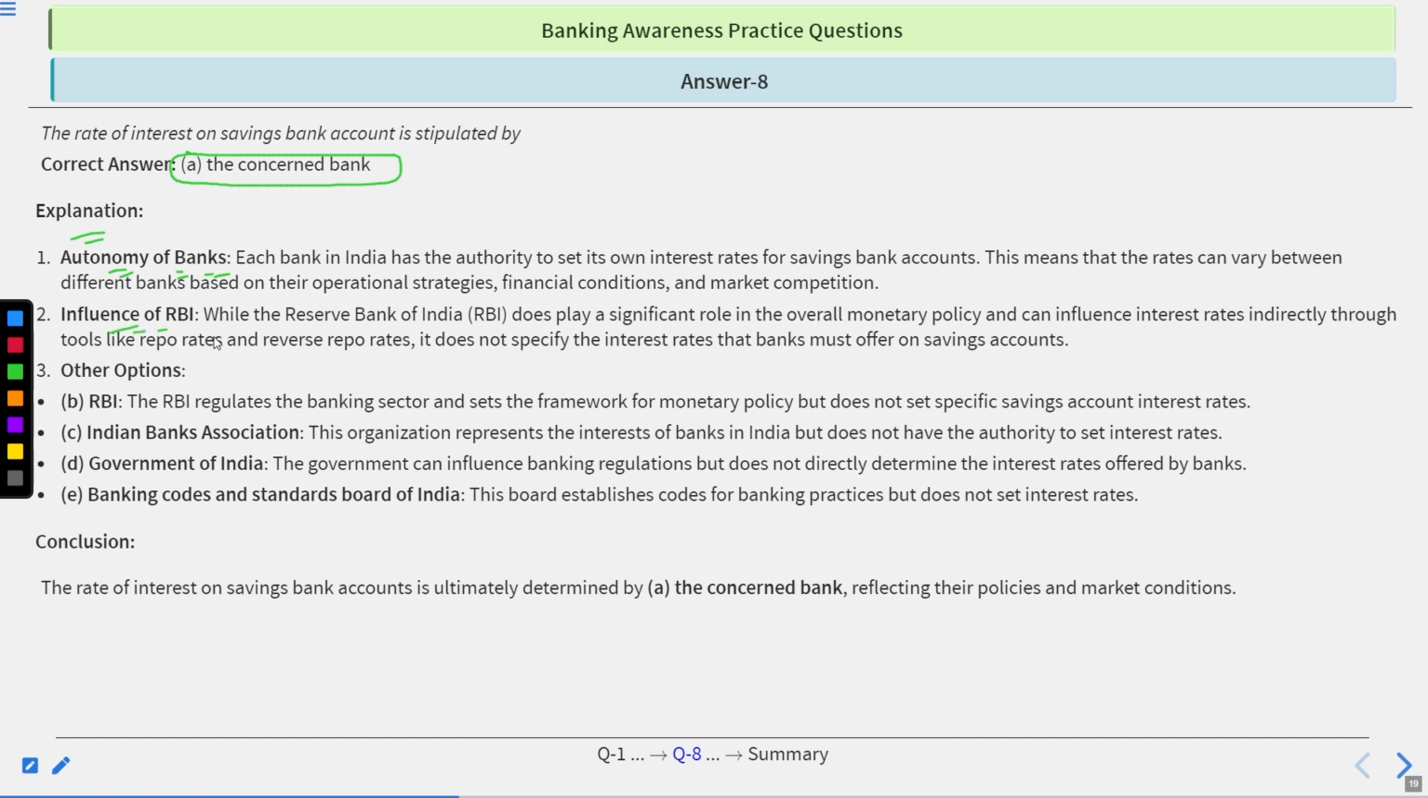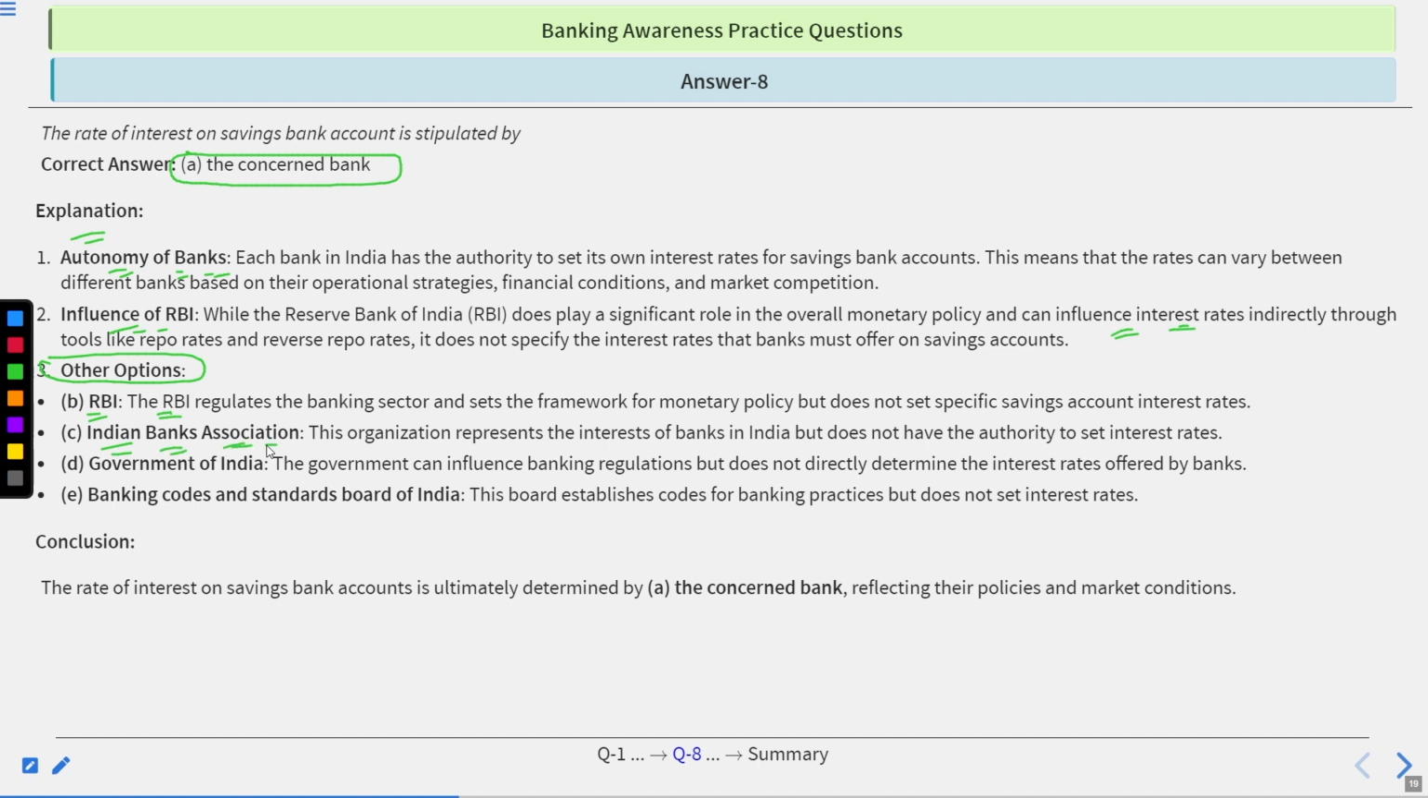Influence of RBI. While the Reserve Bank of India does play a significant role in the overall monetary policy and could influence interest rates indirectly through tools like repo rate and reverse repo rate, it does not specify the interest rate that banks must offer on saving accounts. Other options. RBI regulates the banking sector and sets the framework for monetary policy, but does not set specific saving account interest rates.